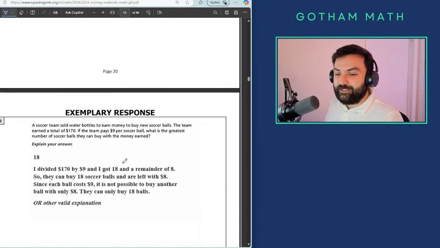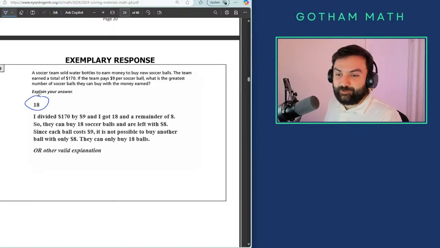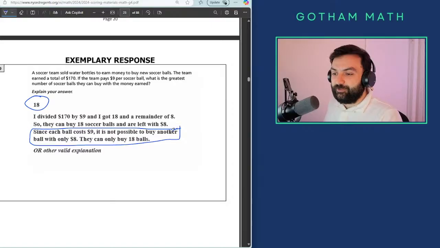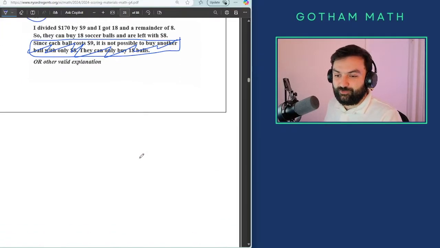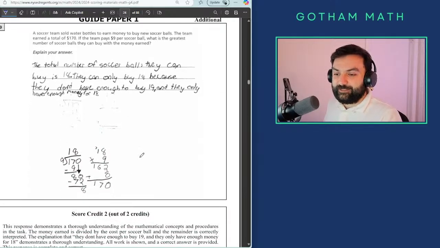Let's go. So this is exactly what we said. This is already someone's answer, right? I divided 170 by 9. I got 18 with a remainder of 8, so they can buy 18 soccer balls, and they're left with 8. Since each ball costs $9, it's impossible. Okay, so I think this is extra. I really don't think you need this. I think these two sentences are just enough. They're just over-explaining it.